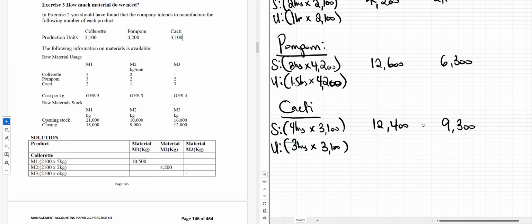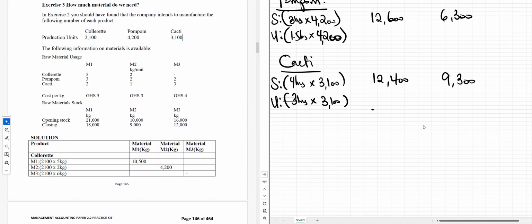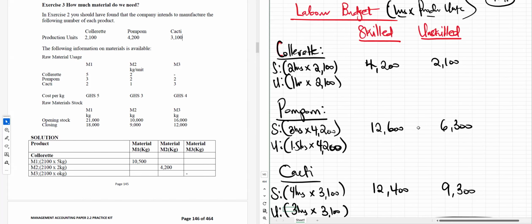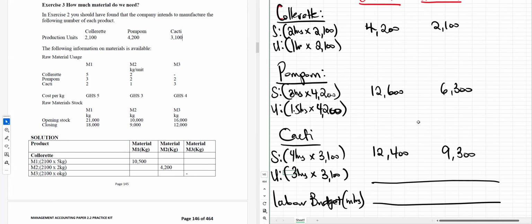So we've gotten our skilled and unskilled labor, right? So this becomes our labor budget in what? In hours, yes. So that gives us what? Let's add up. 4,2, 12,6, and then 12,4. 29,200. $17,700.